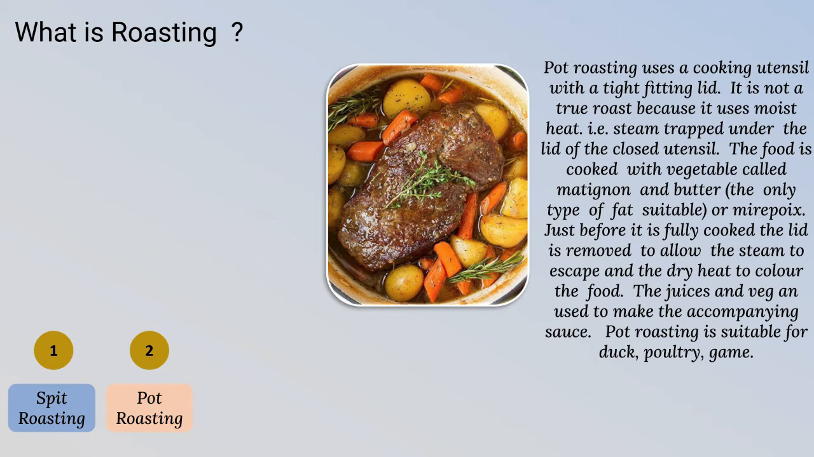The food is cooked with vegetables called matignon and butter, or a mirepoix. So what is matignon? Matignon is basically an even cut of aromatic vegetables along with some ham, cubes of ham, and even cut vegetables.